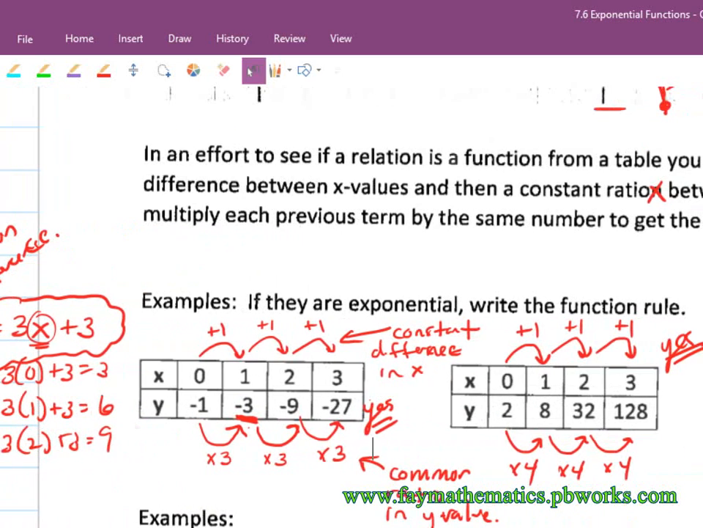Now we want to look at this last one. Again, we see the plus 1 for the x's. And now here, what can I multiply 0.5 by to get 1? Well, if I double it, that gives me 1. What if I double 1? Does it give me 2? If I double 2, does it give me 4? So this is exponential because we're seeing that common ratio when we recognized a common difference within the x's. So all of these were examples of exponential functions.